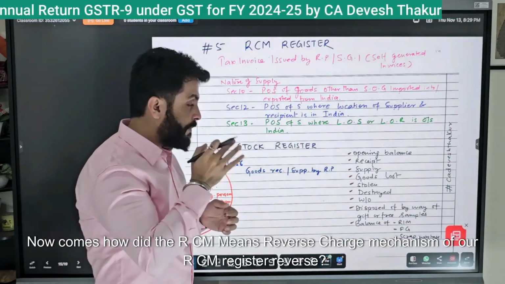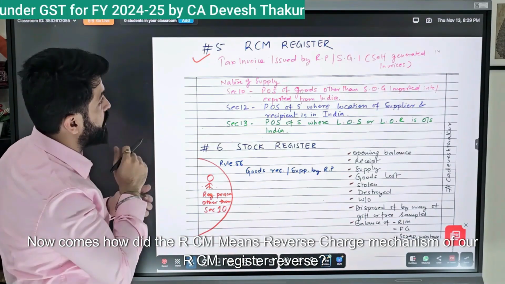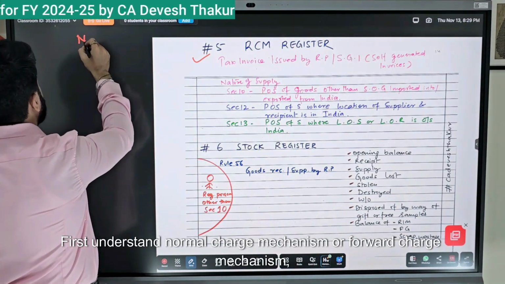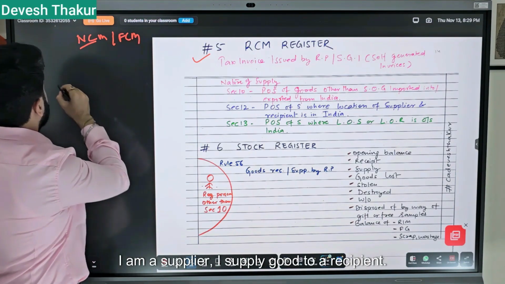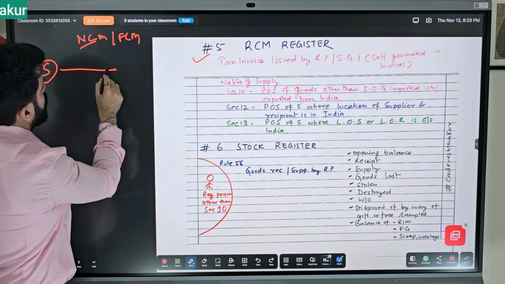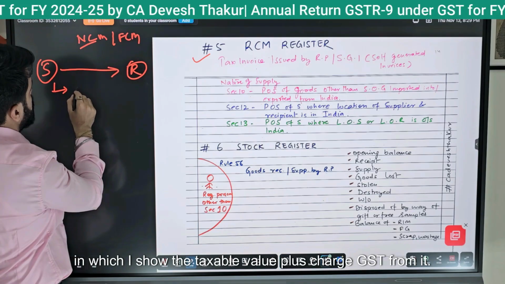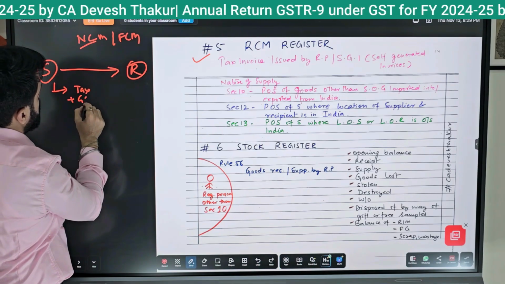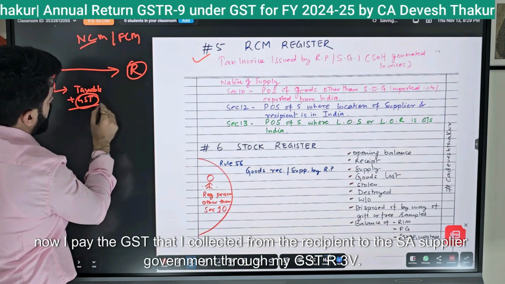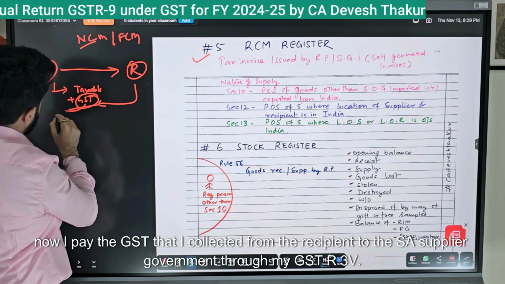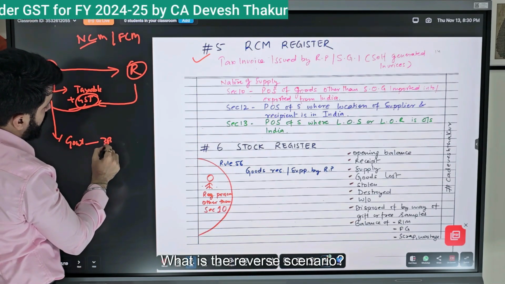Now comes RCM, meaning reverse charge mechanism. First understand the normal or forward charge mechanism. I am a supplier. I supply goods to a recipient. I issue a tax invoice in which I show the taxable value plus charge GST on it. Then I pay the GST that I collected from the recipient to the government through my GSTR-3B. What is the reverse scenario?